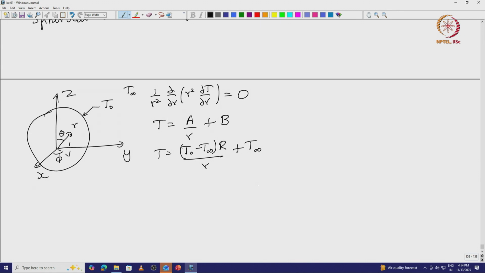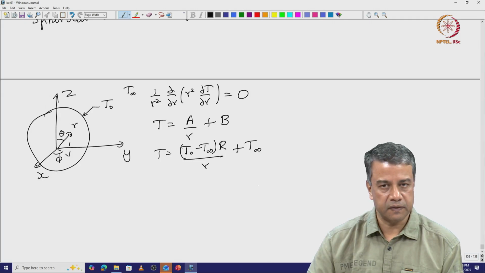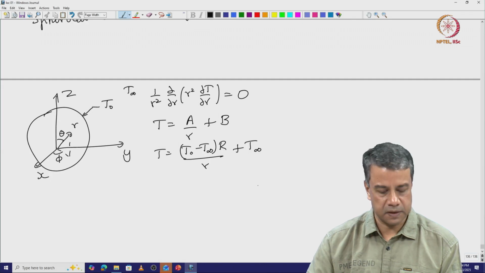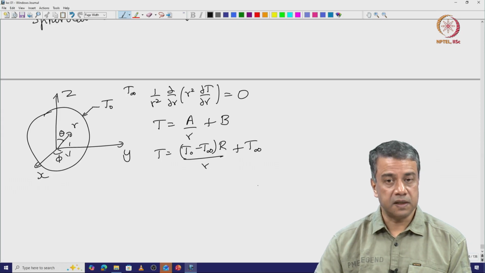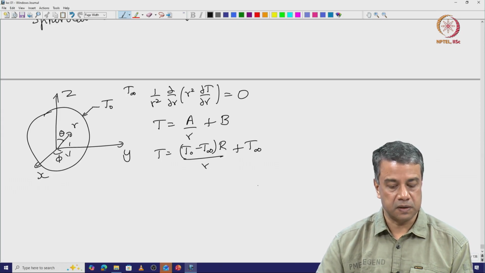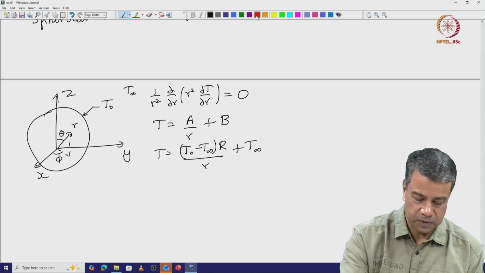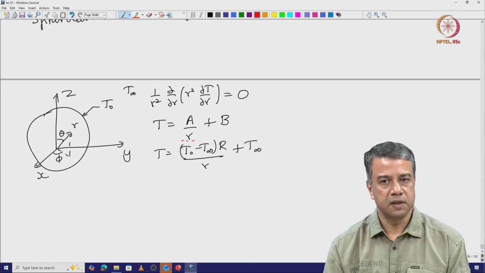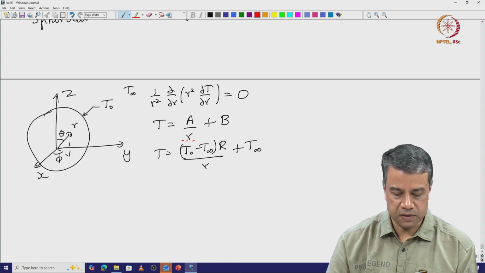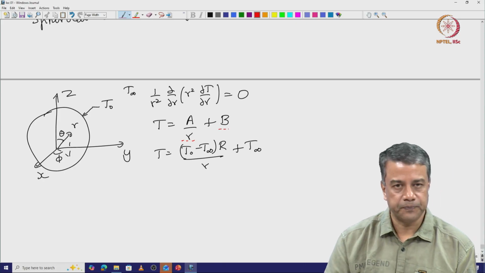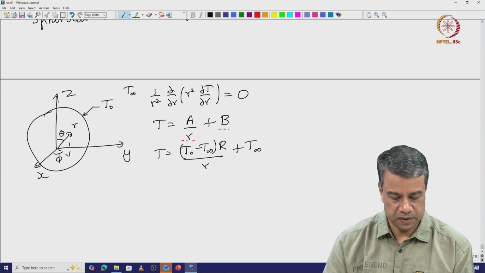You can easily verify this is equal to T naught at r is equal to capital R, and it goes to T infinity far away. For the temperature within the sphere, if you have a variation in temperature within the sphere, then the temperature will relax to a final equilibrium state. That is just a state of constant temperature, because you cannot have this term within the sphere, because that temperature goes to infinity at r is equal to 0. So, therefore, within the sphere the only solution is a constant.